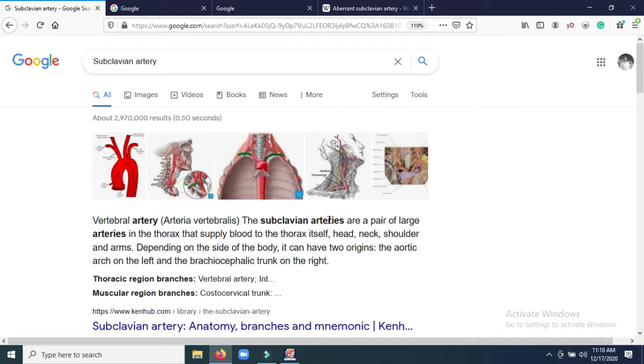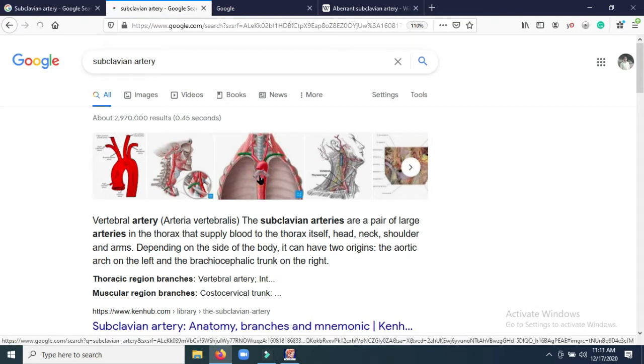The subclavian arteries are a pair of large arteries in the thorax that supply blood to the thorax itself, head, neck, shoulder and arms. Depending on the side of the body, it can have two origins, the aortic arch on the left and the brachiocephalic trunk on the right. Now we will see the image.